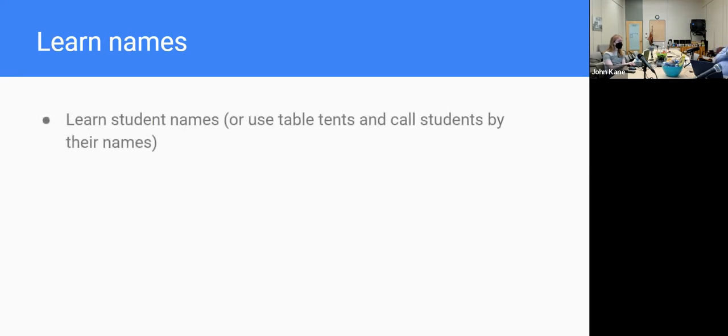Another really important thing we can do is learning names. And this doesn't mean that you have to put a lot of pressure on yourself to memorize students' names, especially if you are teaching large lectures. 300 or 400 students, as John does on a regular basis. But you can use table tents, right? And calling students by their names.